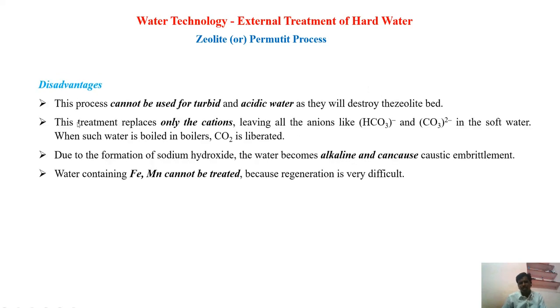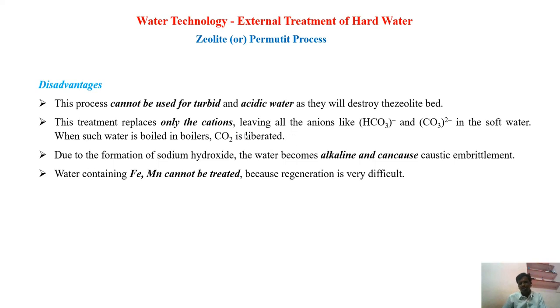Disadvantages: we cannot use this process if the water is turbid, and we cannot use it for acidic water either, because the acid as well as the turbidity may destroy the zeolite bed. In this process we can remove only cations. That means only calcium and magnesium ions can be replaced with the sodium ions of the zeolite bed. The remaining anions like bicarbonates and chlorides cannot be removed by this method. That is a very important disadvantage.